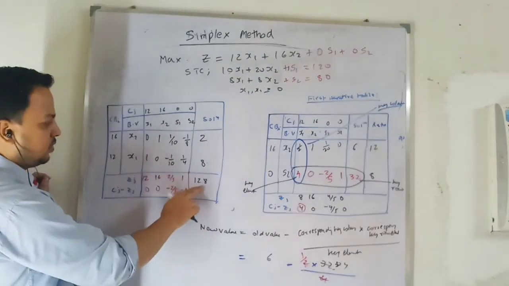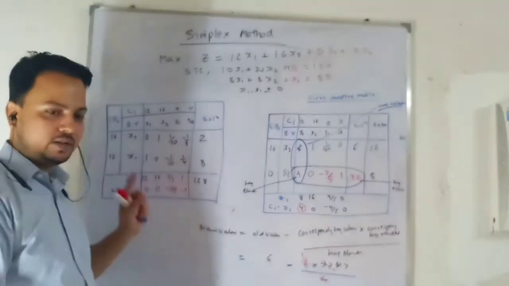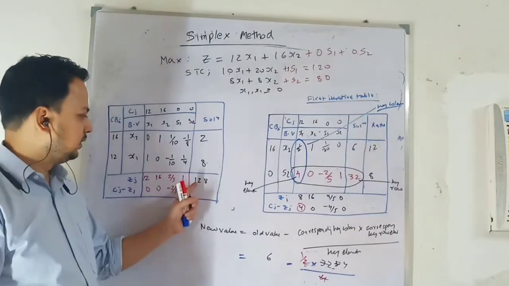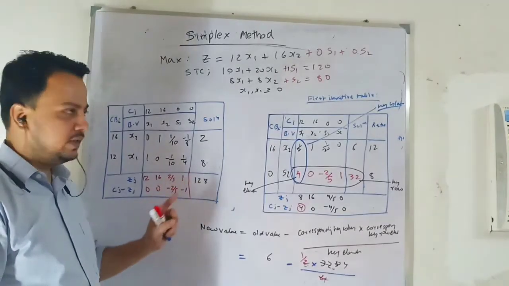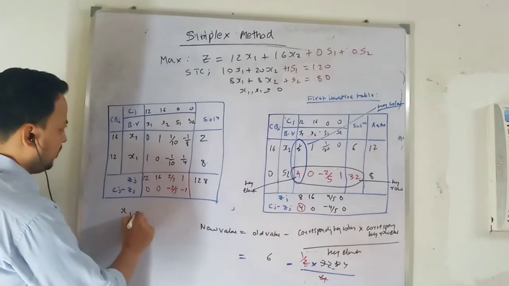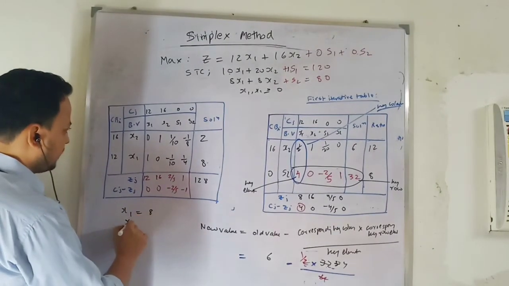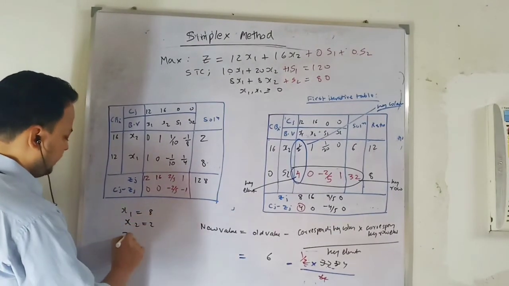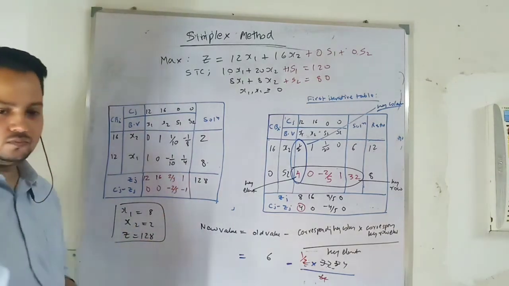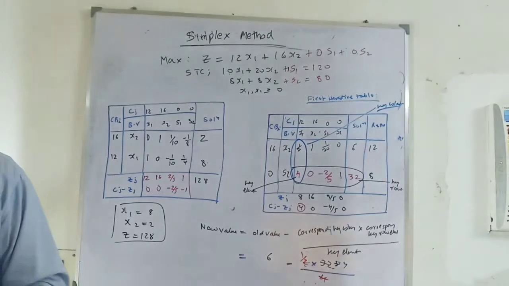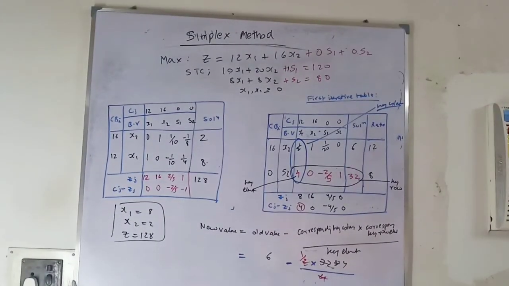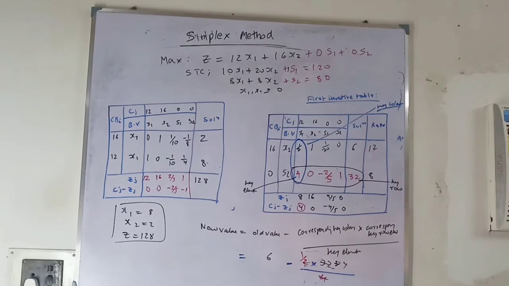Okay. So this will maximize your objective function. The example that I have done in the video is the same one. So 128 is the maximum value of your objective function. X1 value is 8, X2 value is 2, and Z value is 128. Now I will do this with the graphical method to make you understand. Done, everyone?